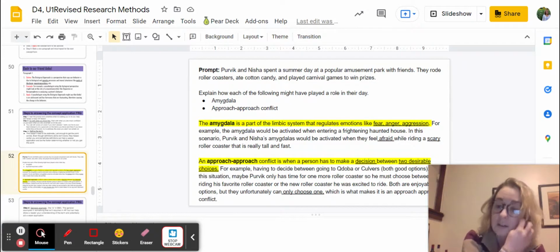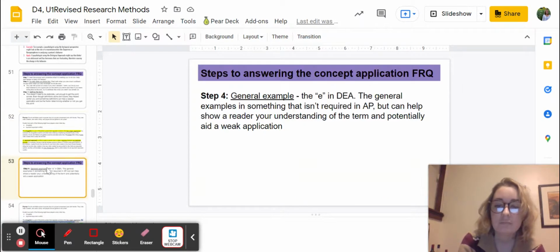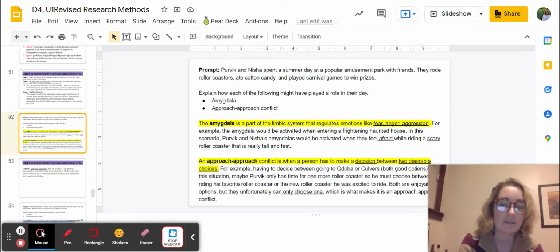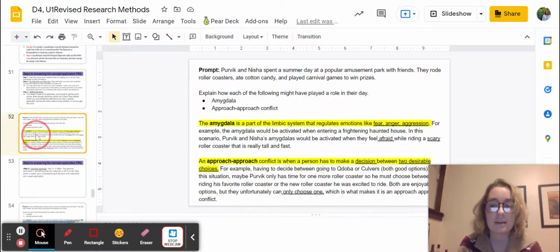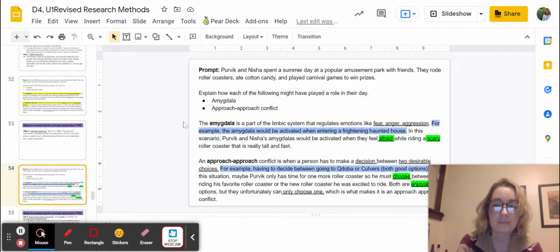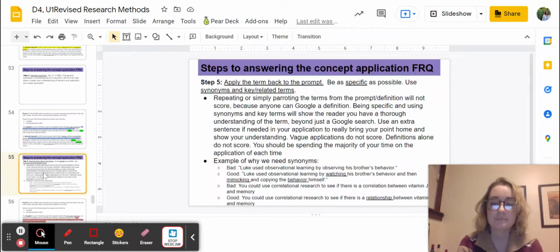All right, so here's another one. Here's your define: the amygdala is part of the limbic system that regulates emotions like fear, anger, and aggression. And then give your general example. Like I said, it's not required in AP, but it can help show a reader your understanding of the term and potentially aid a weak application. So here's this one: Purvik and Nisha spent a summer day at the amusement park. They rode roller coasters. Explain how each of the following might have played a role. So I defined what the amygdala is. And then I gave a general example: the amygdala would be activated if you're entering a haunted house. Boom.